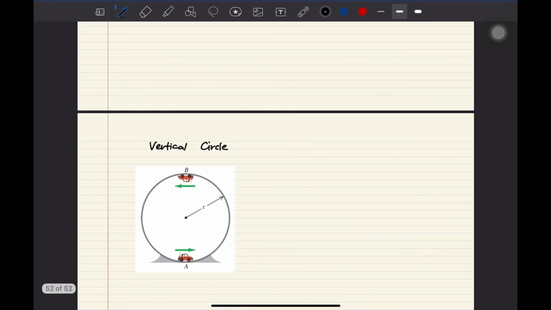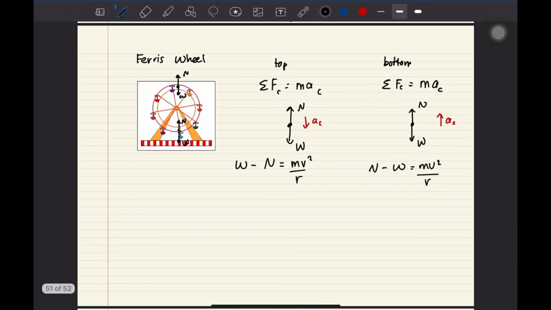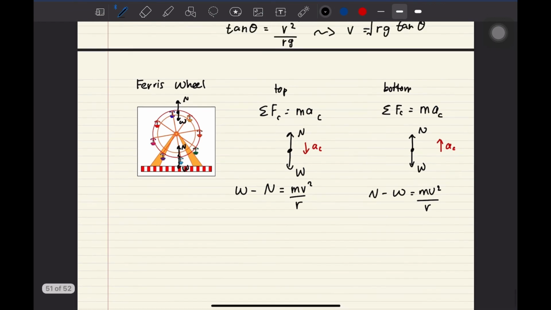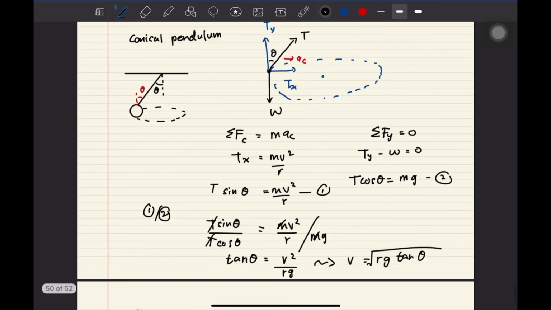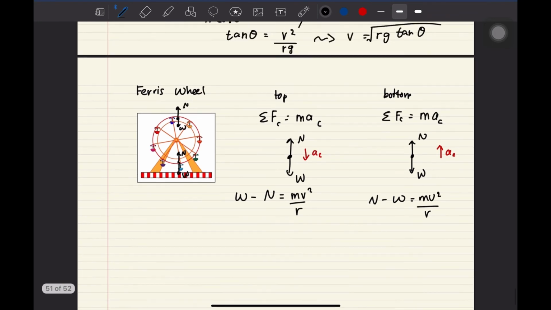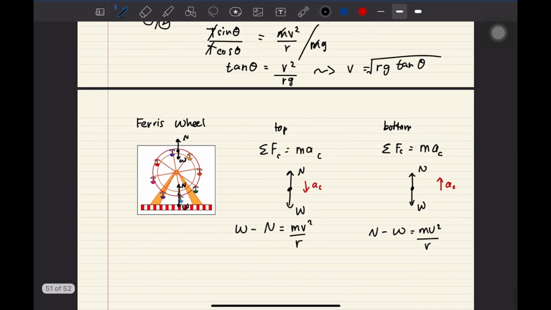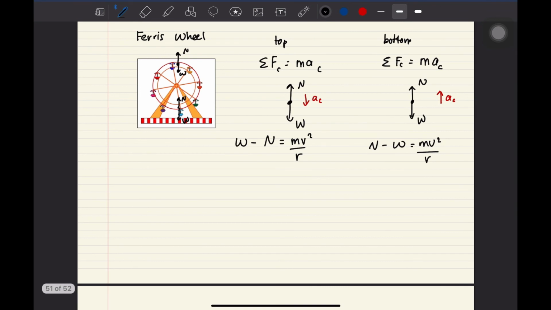For the vertical circle, I think you have a similar free body diagram, so I'm not going to do it. Another example would be if you put a string and attach it to the object. Again, instead of the normal force, you will have a tension. Anyway, I think that's it for the introduction of this topic.